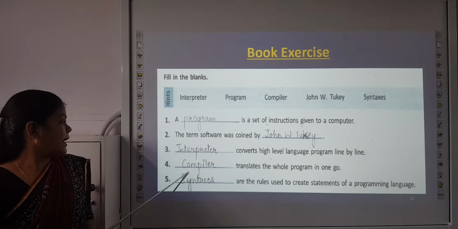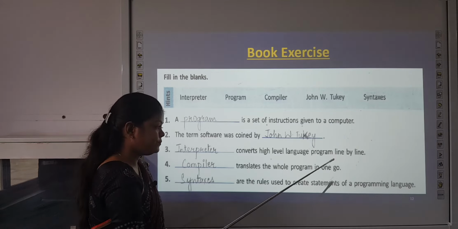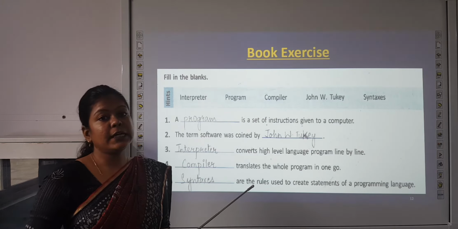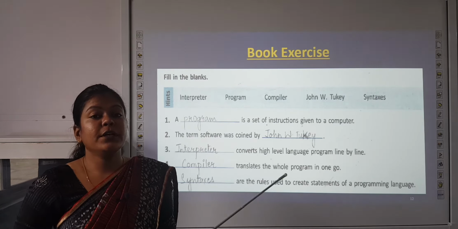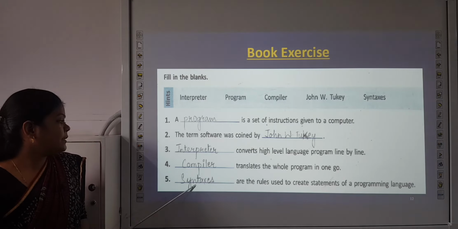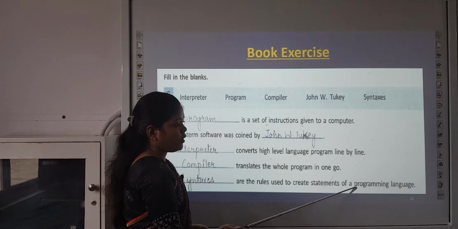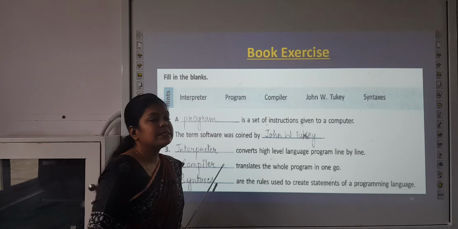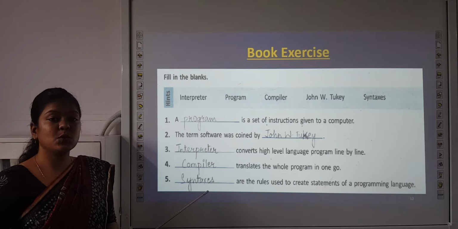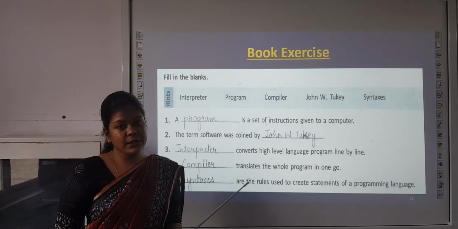Next, dash translates the whole program in one go. Which software converts the whole program in one go? That is compiler. Next, dash are the rules used to create statements of a programming language. Syntaxes are the rules that are used to create statements of a programming language.